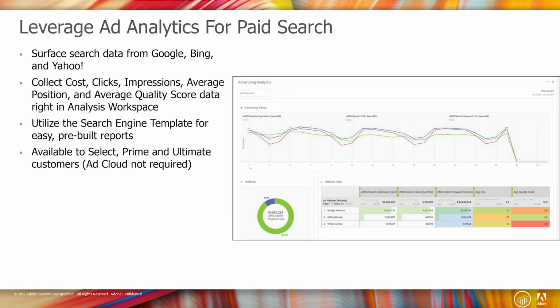Also, we highly recommend leveraging ad analytics for paid search to expand the high quality data that you're able to capture within Adobe Analytics. This is where data from each of the paid search engines, Google, Bing, and Yahoo, is automatically imported when it comes to the dimensions as well as the metrics associated with your paid search data. Plus, we've even built a search engine focused template to make it easy to analyze. That additional integration comes to you at no additional cost for any of the current analytics SKUs: Select, Prime, or Ultimate.